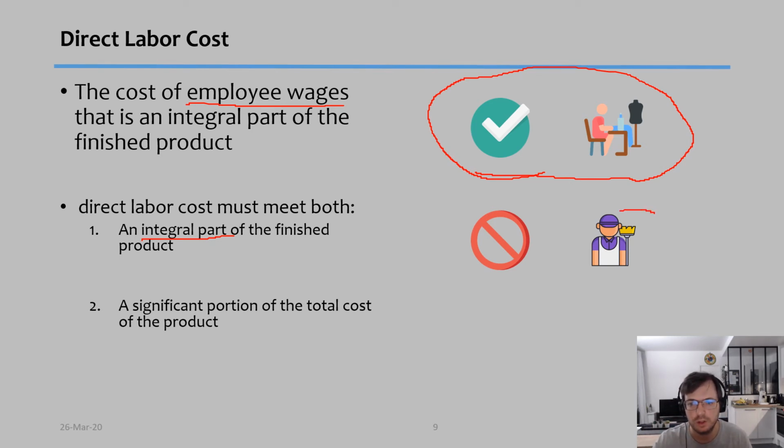But for example, the cost of the janitor that cleans the factory, they don't work directly with the product. And even if we were to divide his salary among all the products that we create, the proportion would be so small that it's not an integral or an important part of creating the product. And therefore, we would consider it indirect labor.